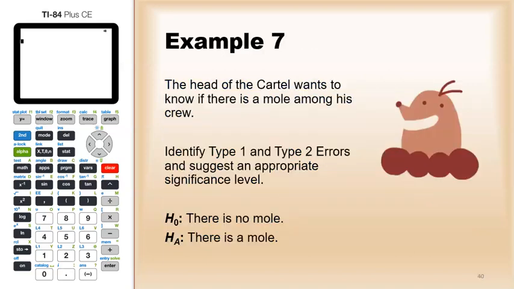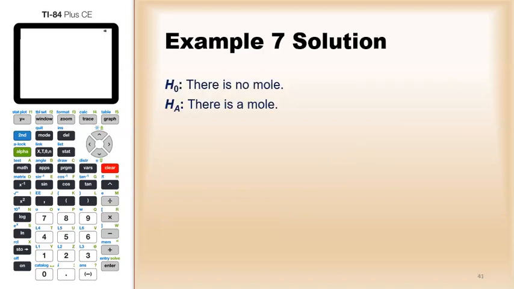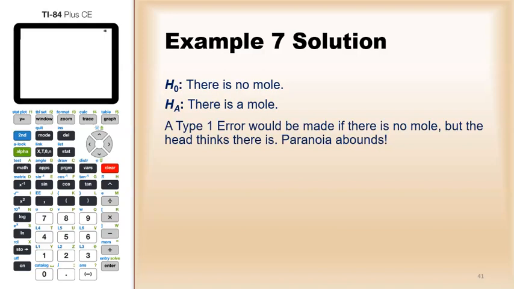Alright, finally. The head of the cartel wants to know if there's a mole among his crew. So in this case, the alternative, what you're trying to prove, is there is a mole. So the null hypothesis is that there is no mole. The type 1 error in this situation would be that the null hypothesis is true, but we reject it. So a type 1 error would be that there is no mole, but the head thinks there is. So paranoia all around.